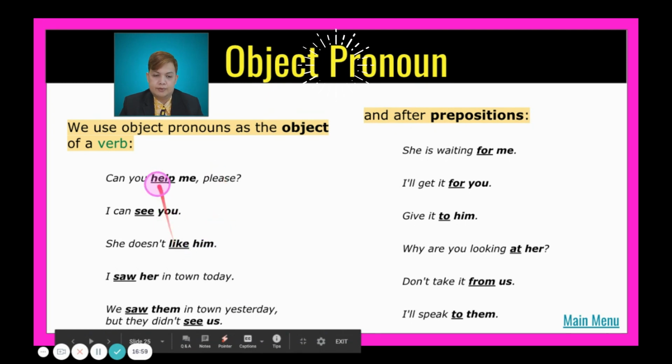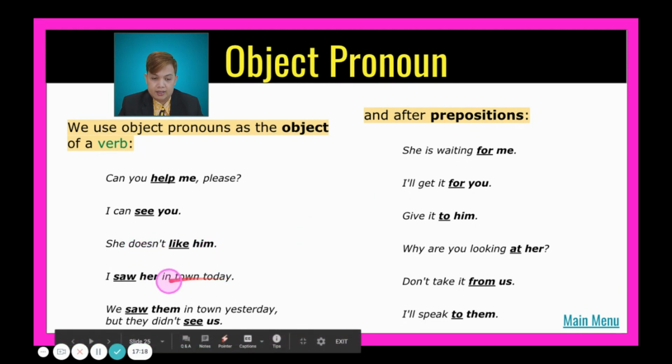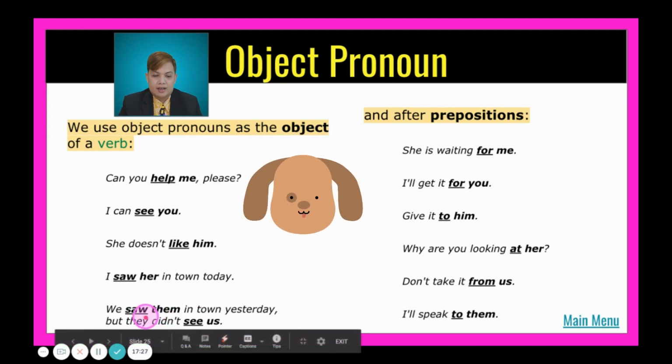Like these examples. Can you help me, please? I can see you. She doesn't like him. I saw her in town today. We saw them in town yesterday, but they didn't see us.